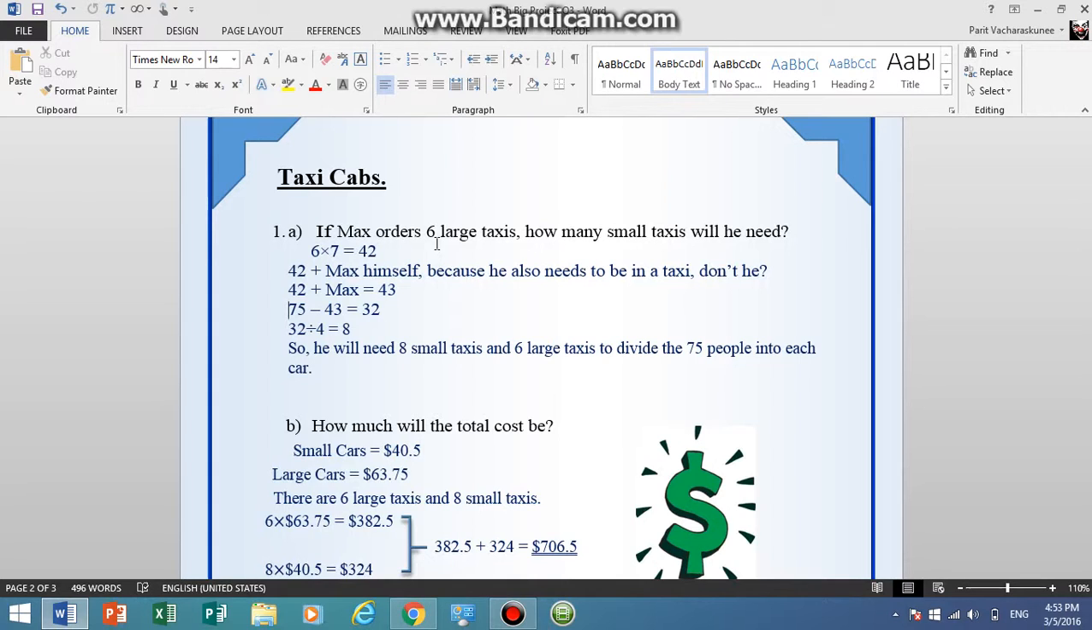The large taxis can fit 7 people, and he has 75 people. So 6 times 7 equals 42, and 42 plus Max himself, because he also needs to go in the taxi, equals 43. 75, which is the total number of people, subtracted by 43 equals 32, and 32 divided by 4 equals 8. So he will need 8 small taxis and 6 large taxis to divide the 75 people into each car.